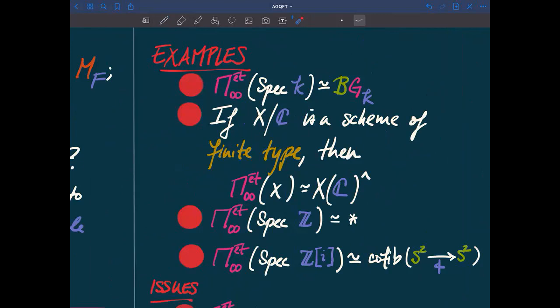First, the simplest example is that if I just take spec of a field, then I get the classifying space of the absolute Galois group of the field. And if I take a scheme of finite type over the complex numbers, and I take its Étale homotopy type, then that's the same as what you get if you take the C-valued points of X, consider that homotopy type, and then profinitely complete it. And this will recover the Étale homotopy type. So this is telling you that the topological intuition you have about a variety over the complex numbers agrees with what the Étale homotopy type is producing for you.